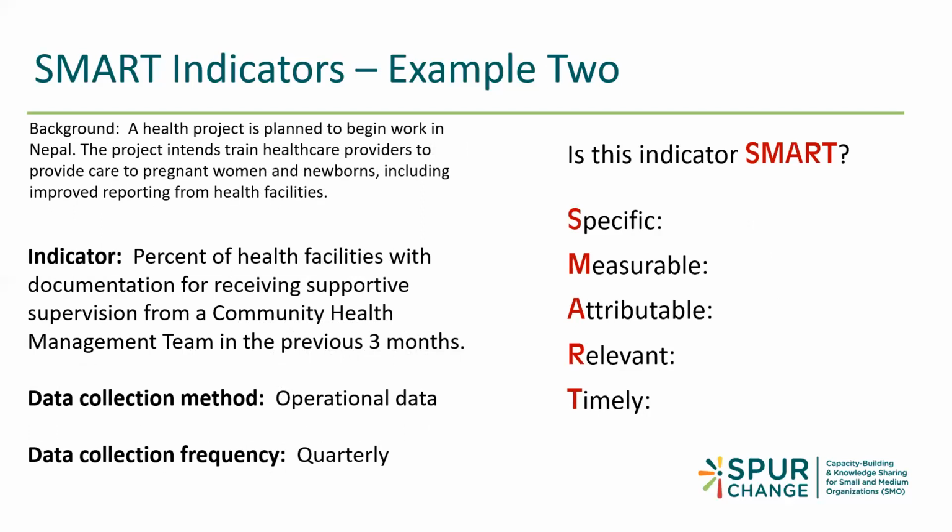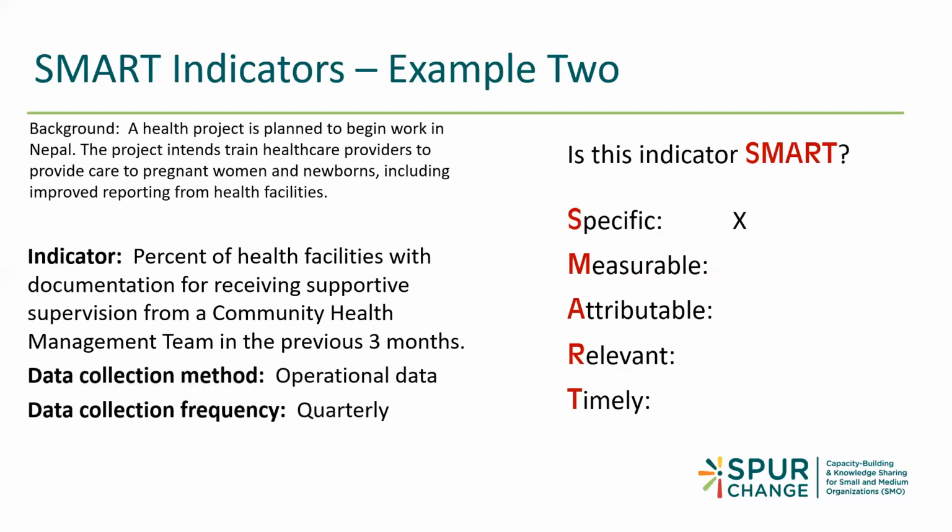Here's a second example of an indicator. This indicator was developed for a health project working in Nepal. The project intends to train healthcare providers to provide care to pregnant women and newborns, including improved reporting from health facilities. The indicator is the percentage of health facilities with documentation for receiving supportive supervision from a community health management team in the previous 3 months. The data will be collected from operational data, that is data that is routinely collected by the health facility, and the data will be collected quarterly. Is this indicator SMART?